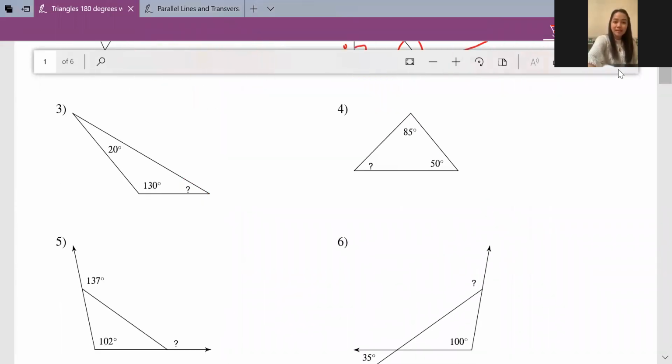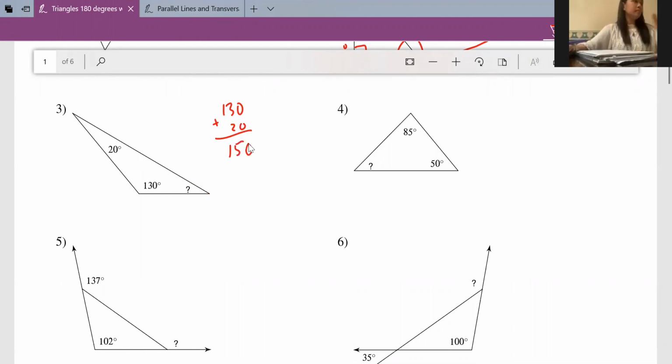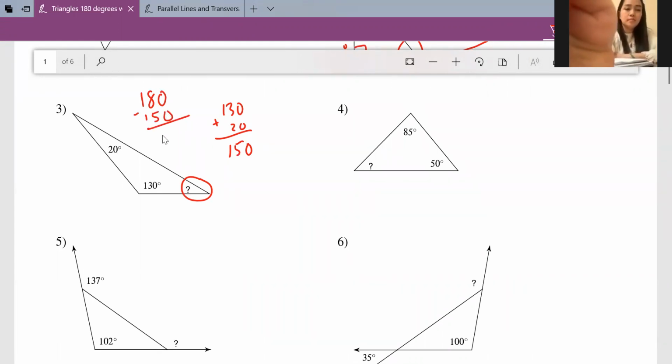Let's take a look at triangle 3. So we're reviewing again that these three angles together equal 180. So if I had 130 plus 20, I know that would equal 150. But this angle right here is the sum of all three. That has to be 180. So then my next step is I would take 180 and subtract 150, and that would equal 30 degrees. So I know this angle here has to be 30. Again, if you want to check your work, you'd say 30 plus 130 plus 20. All of that has to equal 180 degrees.